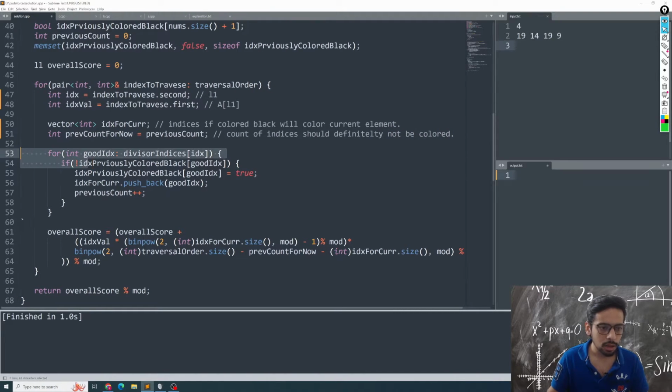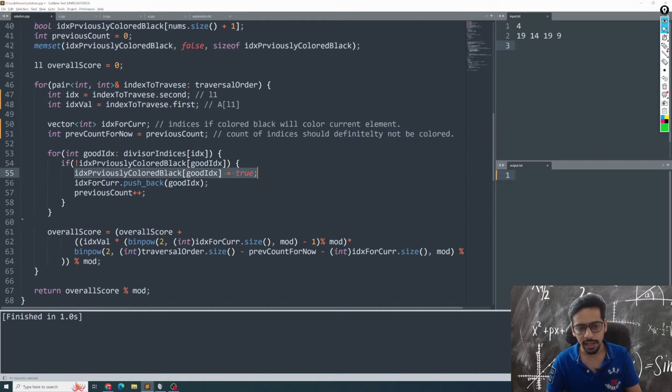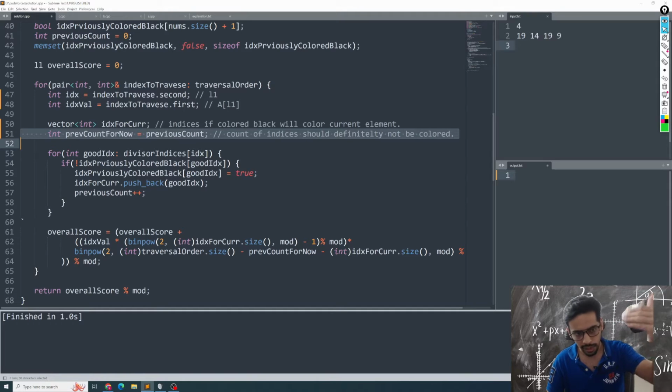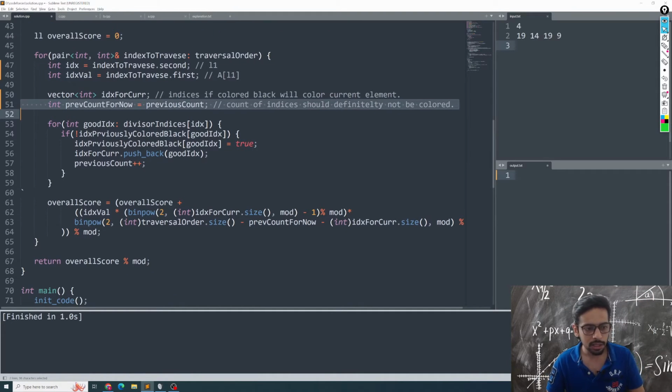and then a good index is the index that if colored will color your current index. So every index that divides the current index is a good index. If this is allowed to be colored black, I will color it black. I'll push it that this is one of the good indexes, and previous count I'll keep for the next element. I've already stored prev count for now, and this previous count will be used in the element smaller than the current element. Then finally, overall score will be the same formula I showed you previously.